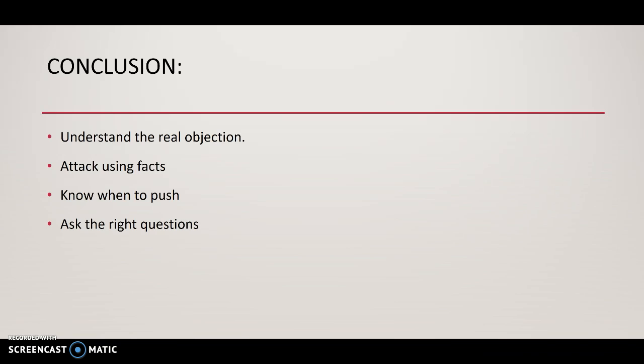In conclusion, the things I would always like to understand, or have you guys understand after this lesson. Understanding the real objection. Define it, attack it, figure out exactly what it is. The second thing is attack it using facts. Don't just throw stuff at the wall and hope it sticks. There's no reason to do that. Know your stuff. It's a whole lot easier to close a customer down on your book that you wrote if you know what's inside that book.